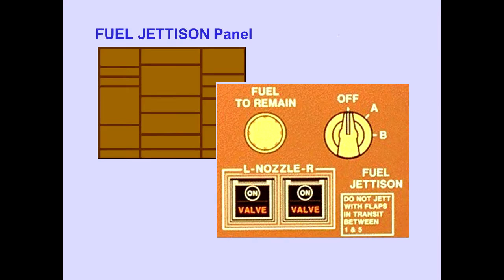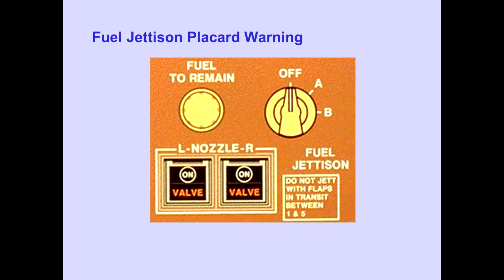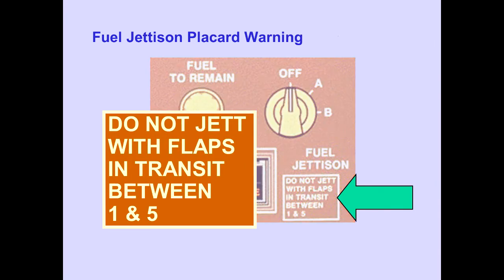The fuel jettison control panel is located on the overhead panel. A placard on the panel advises of a limitation against fuel jettison when flaps are in transit between positions 1 and 5 to alleviate the possibility of fuel contacting the aircraft because of changing airflow as the outboard leading edge flaps move.